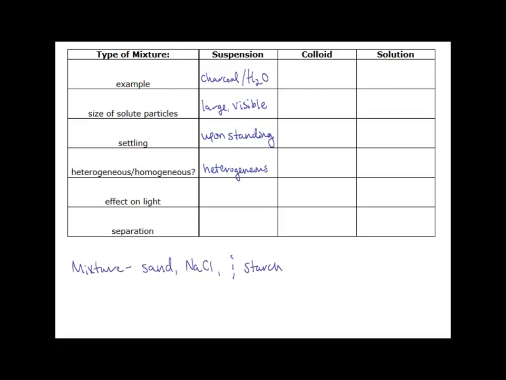When you shine a light through a suspension after you've shaken it so that the solute particles are suspended, it will block light. So it's opaque, so it blocks light. A suspension can be separated using filters.